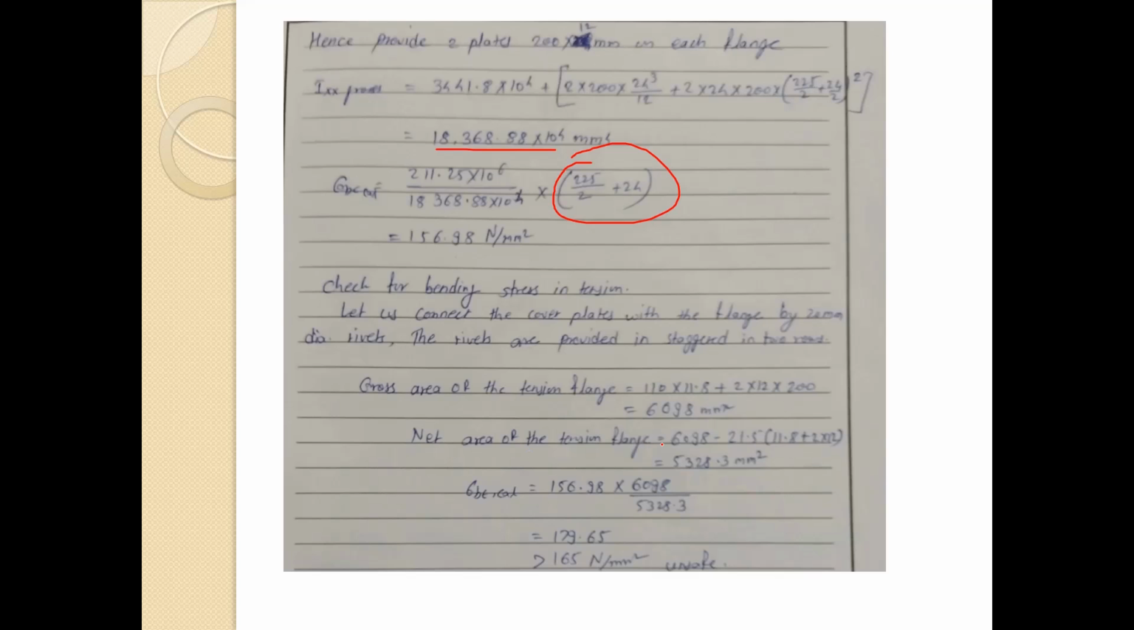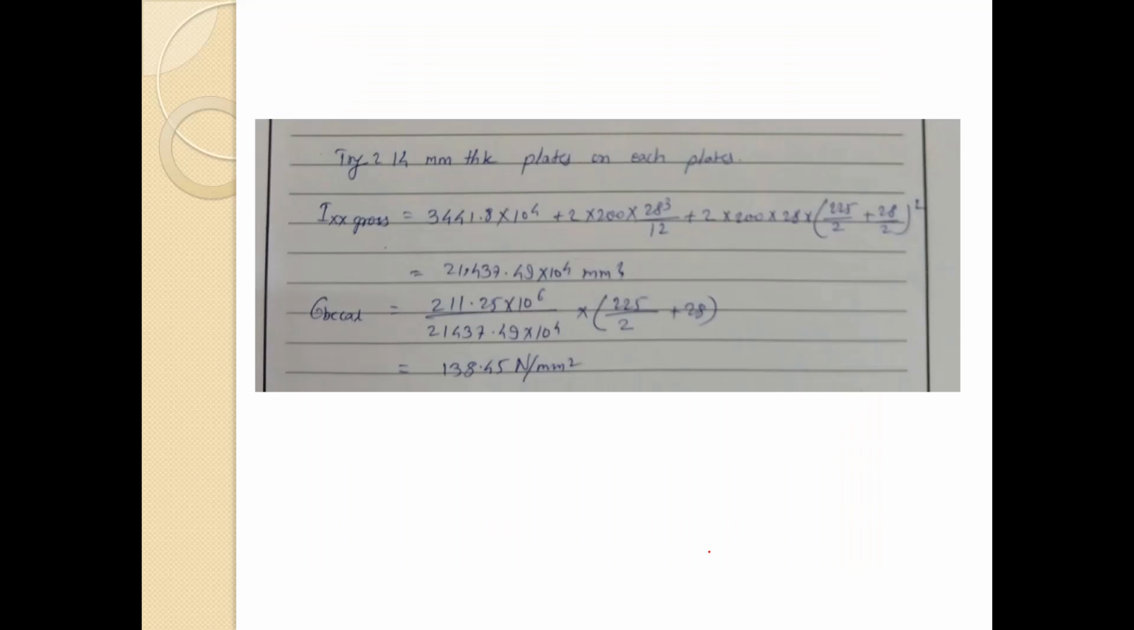So the net area of the tension flange, that is 6098 minus, we are deducting this rivet holes, so that becomes 5328.3 square. So the sigma bt calculated is 156, that is this value, into the gross area of the tension flange or the compression flange, divided by the net area of the tension flange. So that becomes 179.65. So that is above 165 Newton per square, which is unsafe. So this is unsafe. So let's try two 14 thick plates on each side.